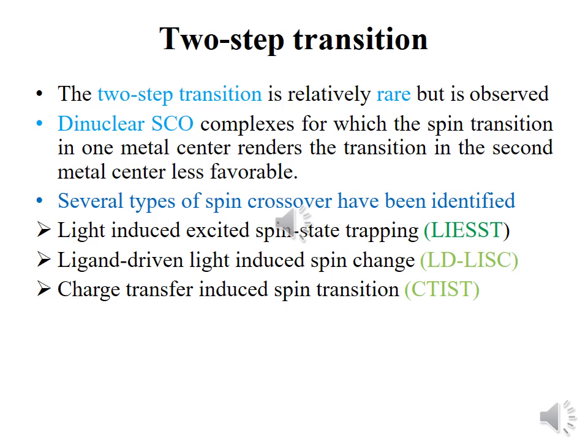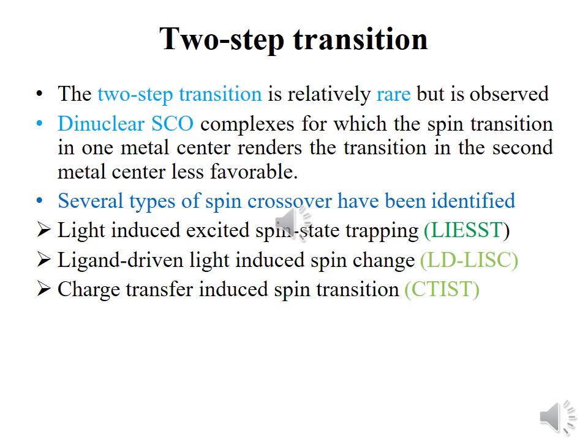There are three main types. First one is light induced excited spin state trapping, which is abbreviated as LIESST, and second is the ligand driven light induced spin change, LDLISC, and third one is the charge transfer induced spin transition.